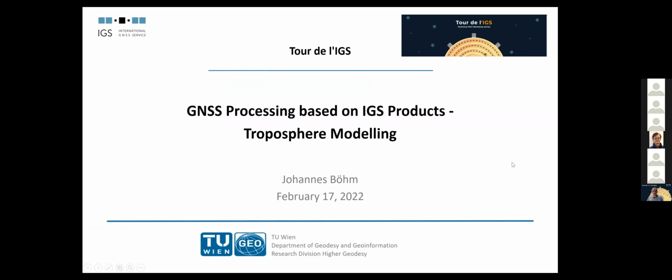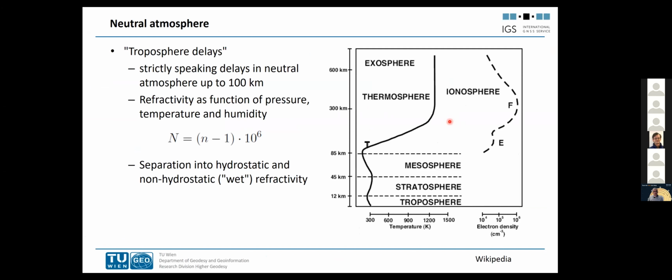My talk will be about tropospheric delays and tropospheric delay modeling. Strictly speaking, we should not talk about tropospheric delay, but about delays in the neutral atmosphere, because we not only have to consider the lower 12 or so kilometers, but actually layers up to about 100 kilometers.